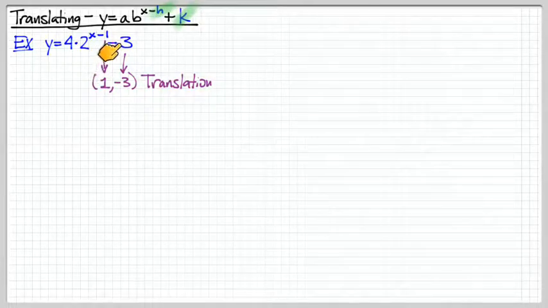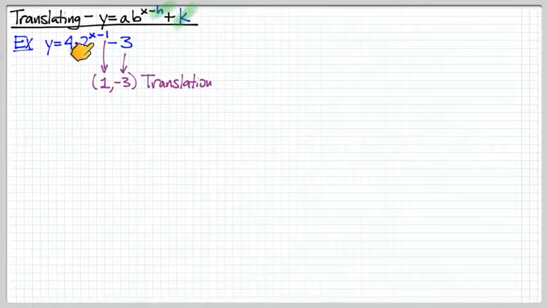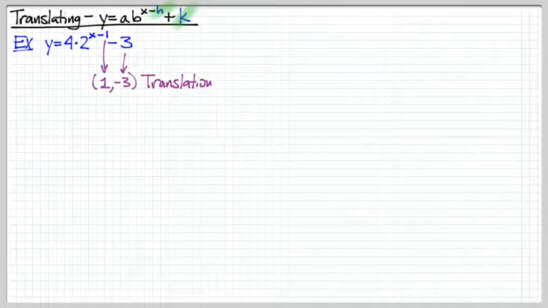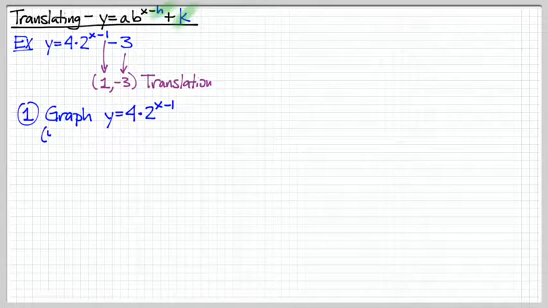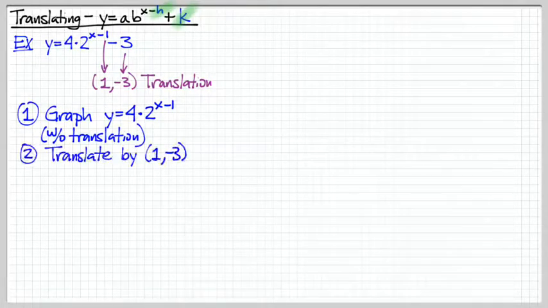And then the minus 3 here says that we're taking this entire graph here and dropping it down by 3. You can almost see it right here. The y value, y, is being subtracted by 3 here. Whatever it was, it got moved down by a value of 3. So I'm going to show this in 2 steps. One is we graph an untranslated version, and then we graph a translated version after that.